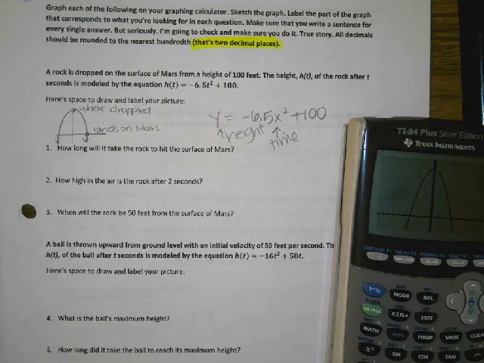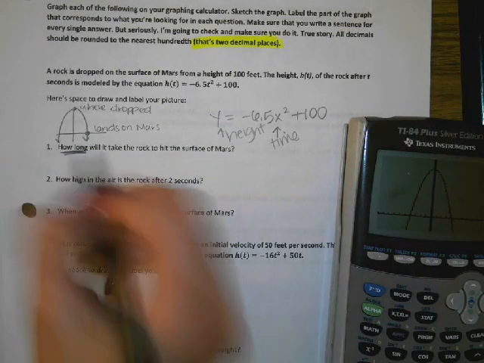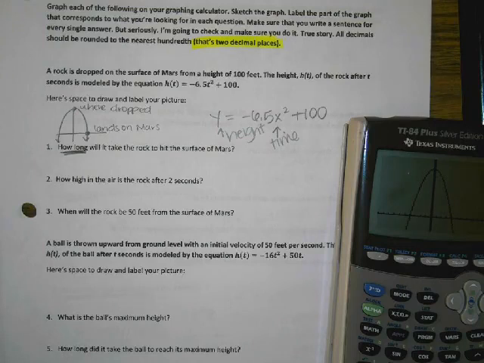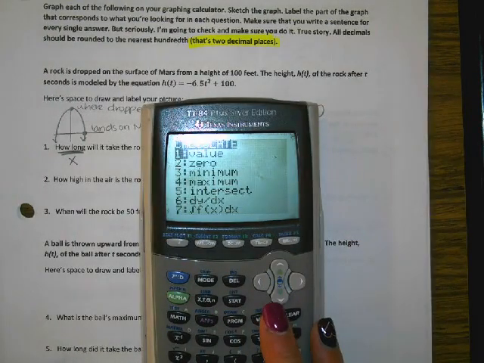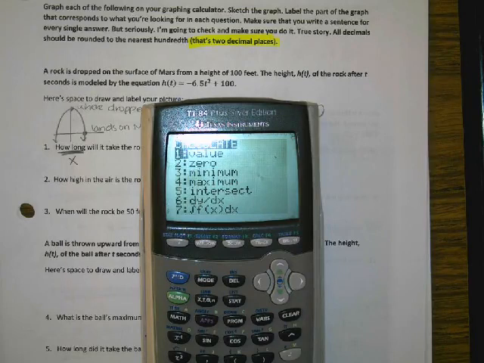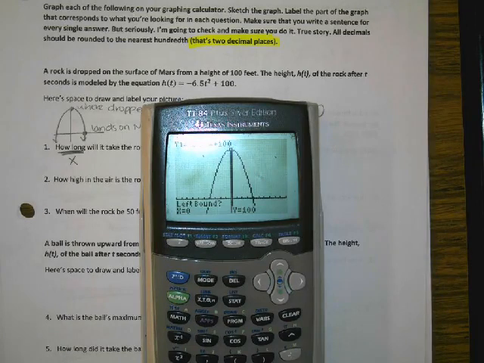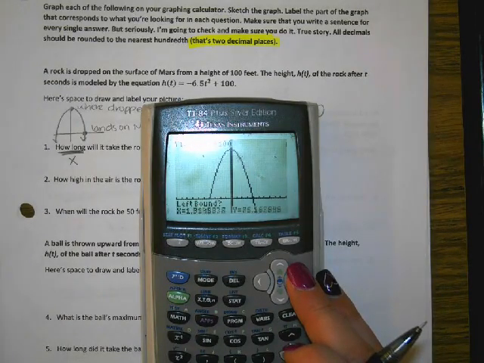All right, so if they ask the question, how long, are we solving for an x value or a y value? X. How long? Okay. How long will it take for the rock to hit the surface of Mars? So what are we looking for? It's looking for when it hits 0. So what's that called? Yeah, it's called the 0 of the graph. What's another name for it? X-intercept. So we're doing second trace, number 2, for the x-intercept. Intersect is a similar word, but it's not the same. So x-intercept would be number 2.